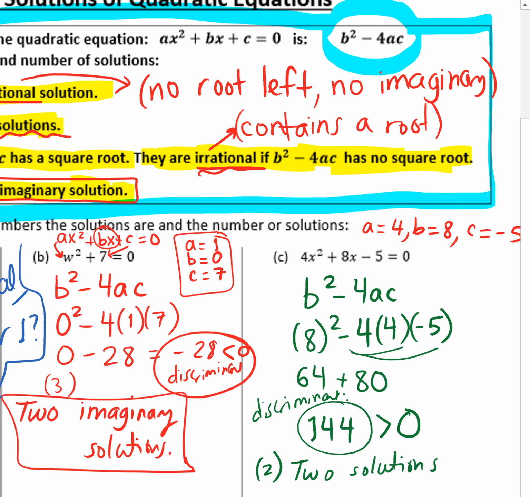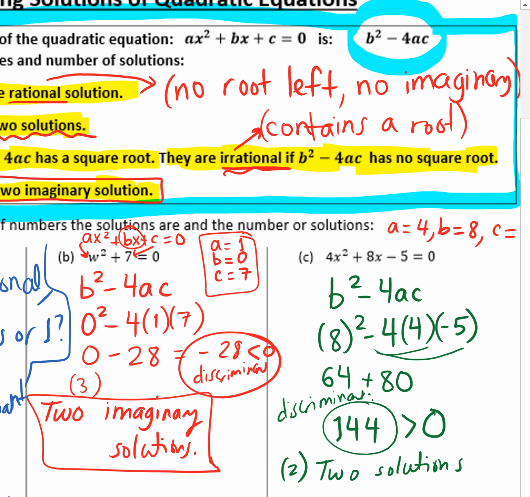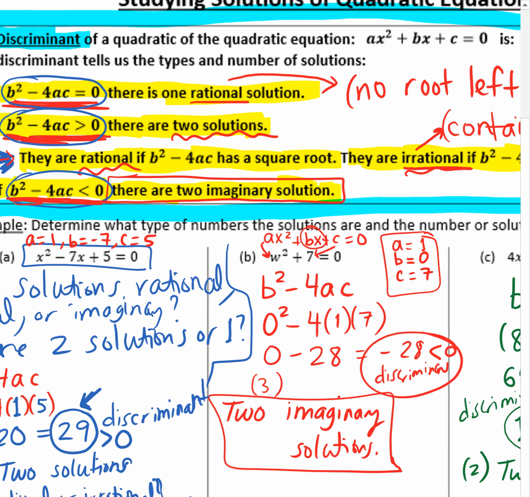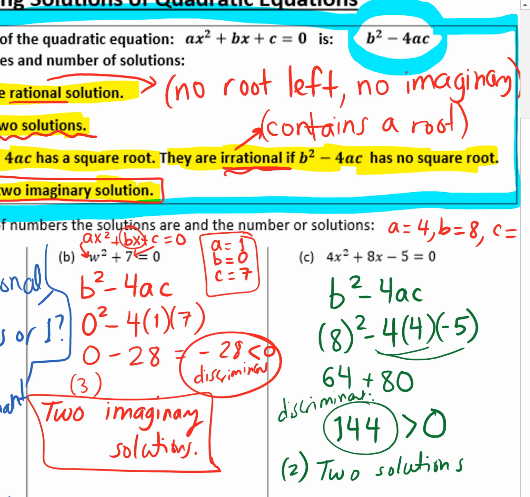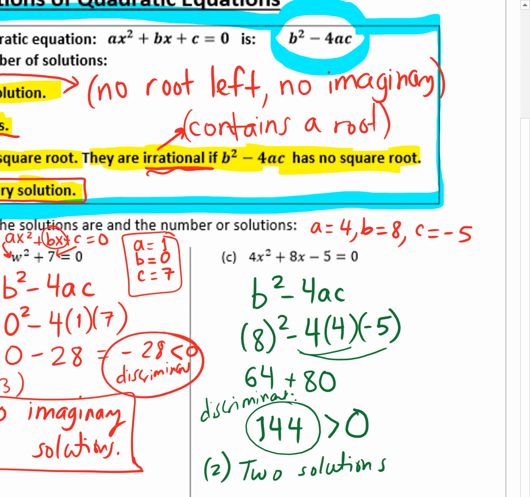But we have to determine, are they rational or irrational? So the second line up there says, they're going to be rational if your discriminant has a square root, but it's irrational if it doesn't have a square root. So looking at my number, I just have to determine, is my discriminant a number that has a square root? Of course it is, 144 has a square root, it's 12. So that must mean that the two solutions are rational.